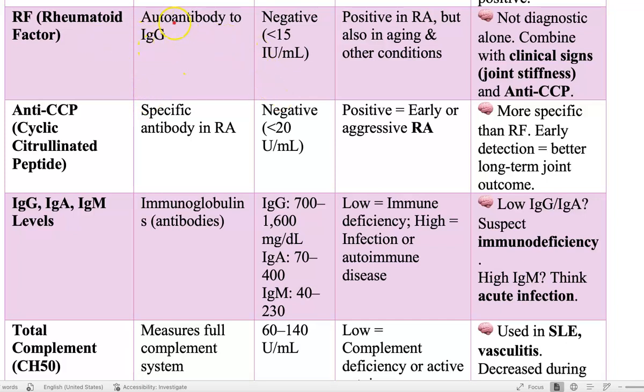Okay? Now, rheumatoid factor, autoantibody to IgG, negative is less than 15 IU per mL. Positive in RA, but also in aging and other conditions. Positive in RA, but when we are old, you're going to see that this may be positive. All right, so that should not be anything to really raise an alarm. And these are things we have to be familiar with on the exam. When they give you a test question, you have to take note of the age that they are presenting and correlate with what you have in front of you. Now, not diagnostic alone, combined with clinical signs, joint stiffness, and anti-CCP.